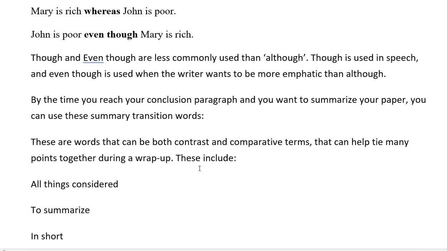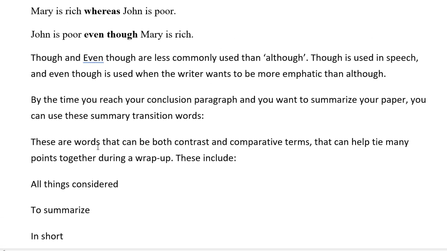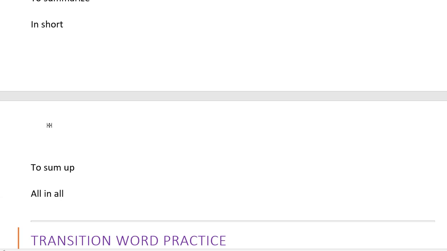So here's more examples of complex sentences. And then when you get to your conclusion, when you get to your last paragraph or right before your concluding sentence, you could say, in short, to summarize, in conclusion, to sum up, all in all. These are used right before your last paragraph, right before you restate your thesis. You could use these transition words to transition to your last paragraph or transition to the last sentence in a body paragraph.